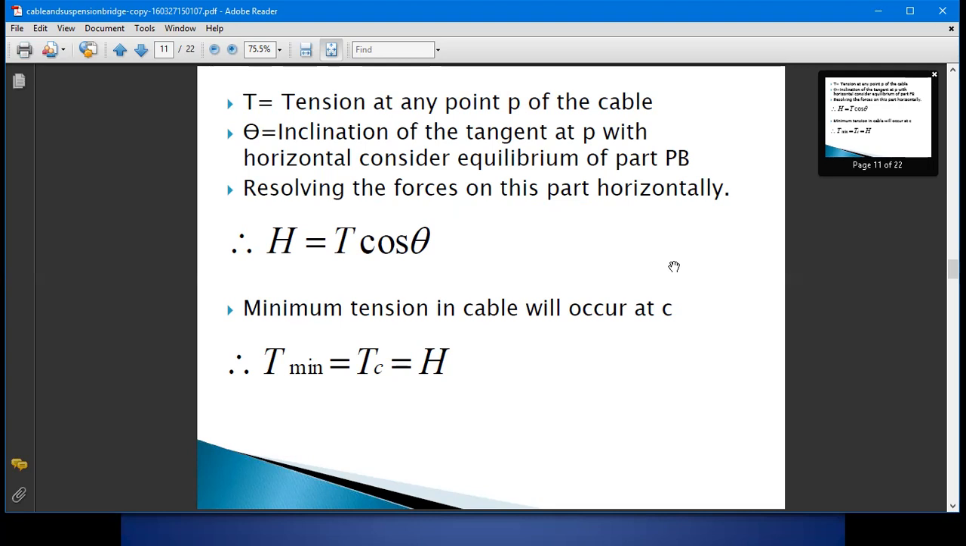Calculating the resultant, square root of H square plus V square, you get the maximum value at the support, and minimum at the center, where tension acts towards left and H acts towards right. If you consider the left part or the right part, the horizontal will be balanced. At support, it will be maximum. Okay, done. Proceed? Yes, sir. Next.